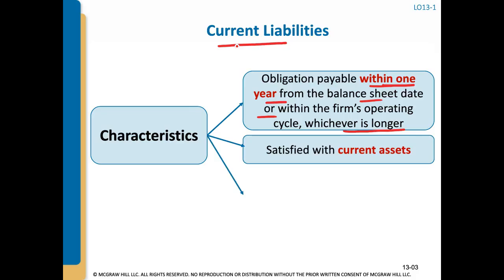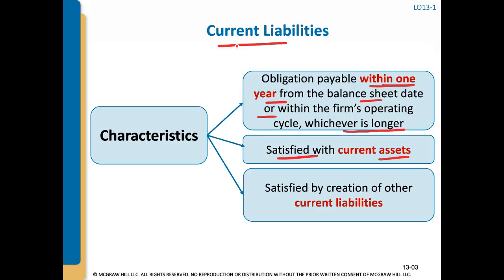A current liability can be satisfied, which means it can be paid, with current assets, typically cash, or it can be paid off or replaced with a different current liability being issued. Also, you can pay off a current liability with either accounts receivable or inventory, or some other assets. Usually it's cash.